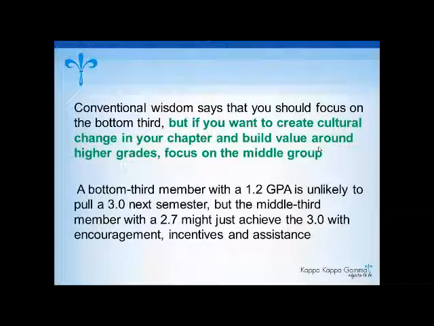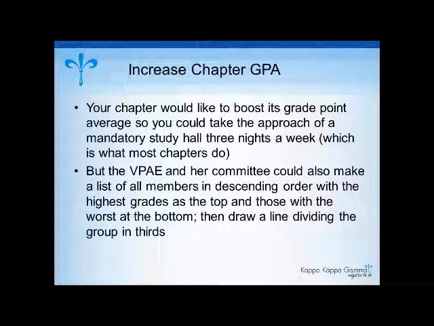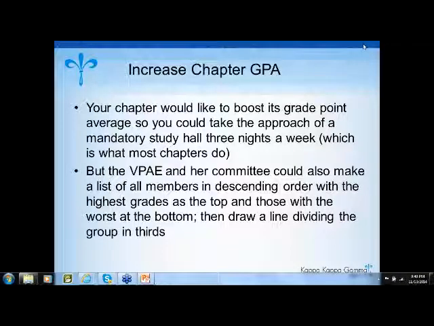Okay. This is an example of what we might do with the GPA. So this would be an example that you could use with your chapter. So say that they want to boost their GPA. You could take the approach that everybody has to have a mandatory study hall 3 nights a week. But the VPA and her committee could also make a list of all the members in descending order with the highest grades at the top and those worst at the bottom, and then draw a line dividing the group into thirds.